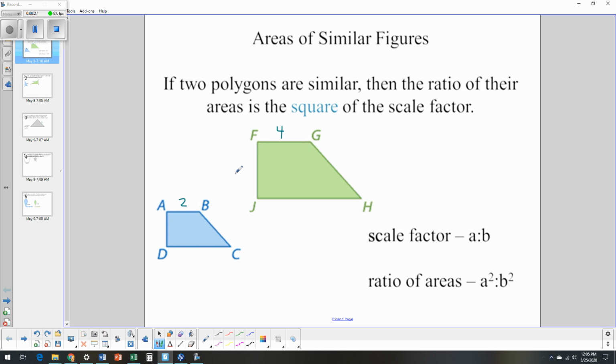If I have two shapes that are similar, then I can use the scale factor to figure out the ratio of their areas. So whatever the scale factor is, we're going to square it. That's why here it says A to B for scale factor. Ratio of areas is A squared to B squared. All right, so if my scale factor was 1 to 2, then the ratio of the areas would have been 1 squared to 2 squared, or 1 to 4.